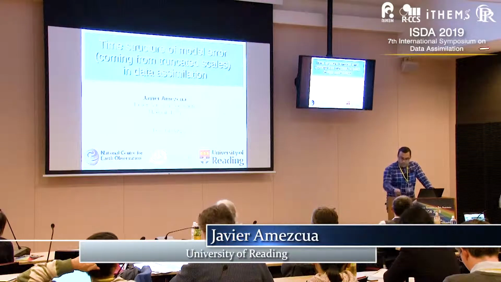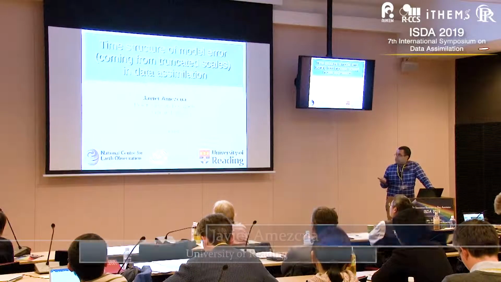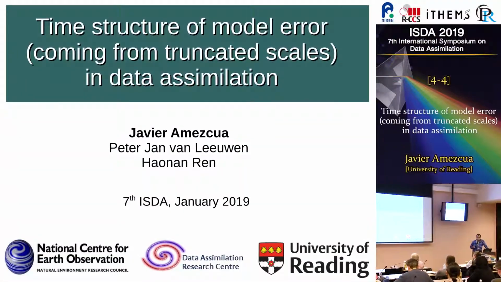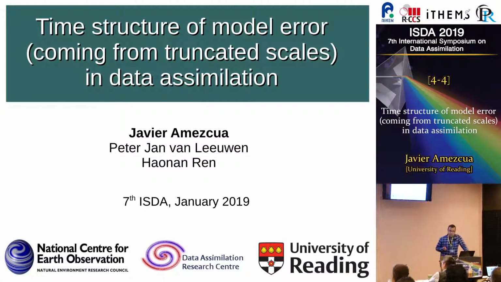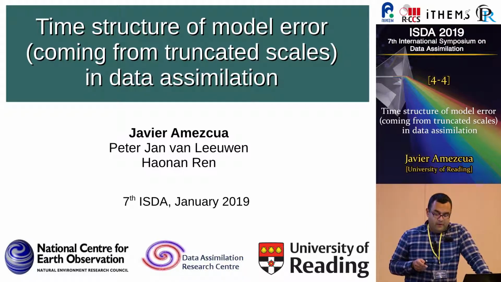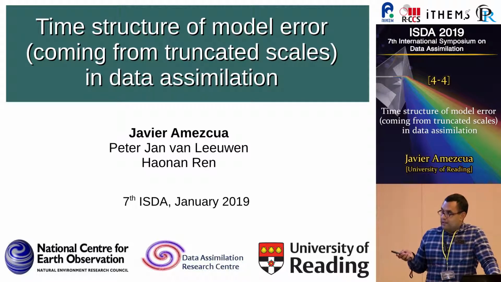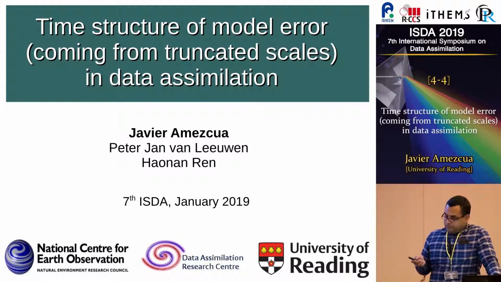I'm talking about time structures of model error and DA, and in particular, I'm going to argue that some of it comes from unrepresented multi-scale processes sometimes, in particular two-way processes between fast and slow scales in a given dynamical system. We work with Peter Jan as well, and Haunan Ren is our current PhD student. So some of the figures are going to be from his work.